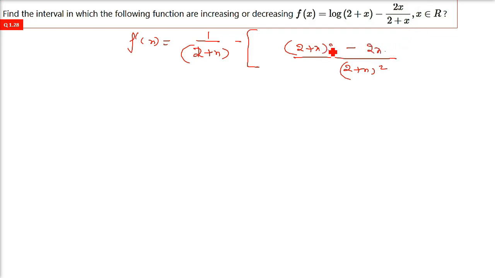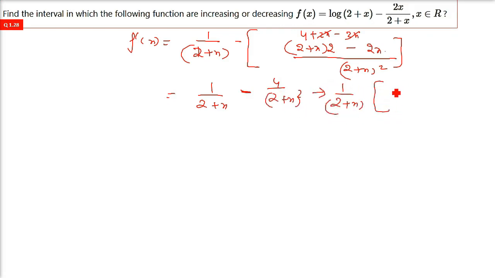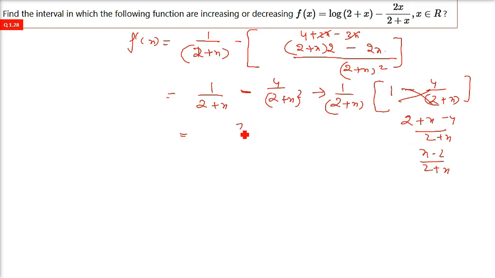What do you get when you multiply the numerator here? This is 2 times 2 is 4, plus 2x minus 2x, so this 2x gets cancelled. You will get finally 1 by 2 plus x minus 4 divided by 2 plus x whole square. How are you going to solve this? We'll take 1 by 2 plus x common here. You'll get 1 minus 4 divided by 2 plus x, and when you solve this, you'll get 2 plus x minus 4 divided by 2 plus x. So 2 minus 4 is negative 2, x minus 2 divided by 2 plus x, and outside you have 1 by 2 plus x. Finally, you'll get x minus 2 divided by 2 plus x into 2 plus x, which is 2 plus x whole square. Now this is the f dash x.